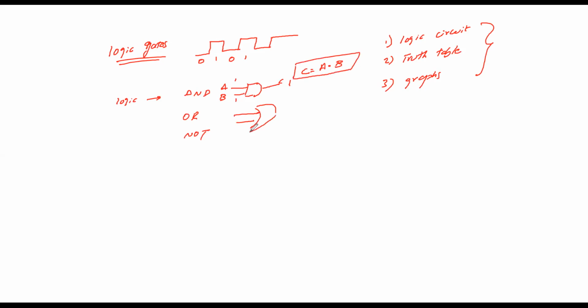OR gate, this is your symbol for OR gate. So for the OR gate there are two inputs, and when any one input is true, the output will be true. So the relation is C is equal to A plus B.